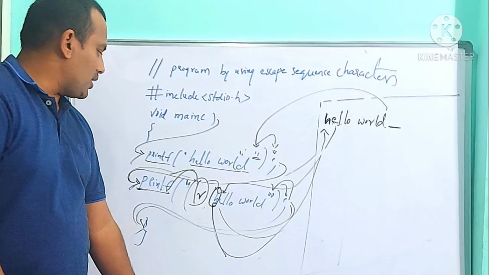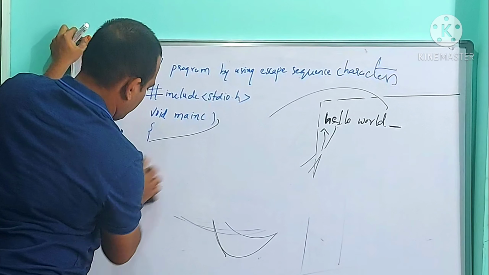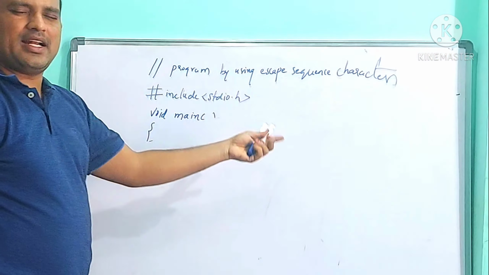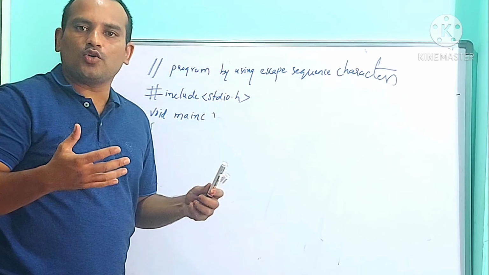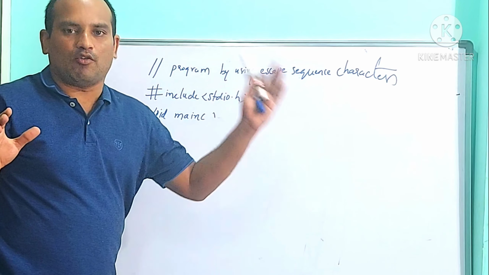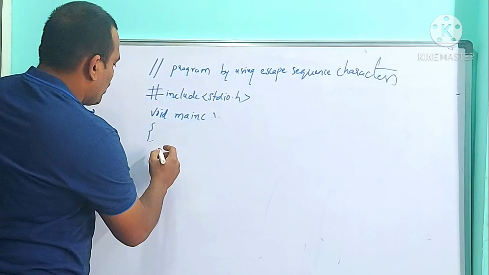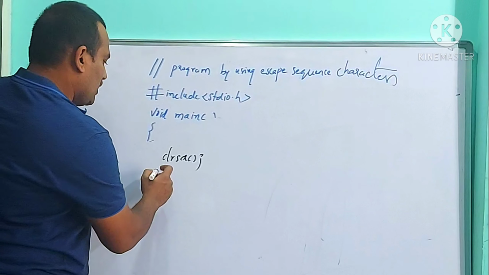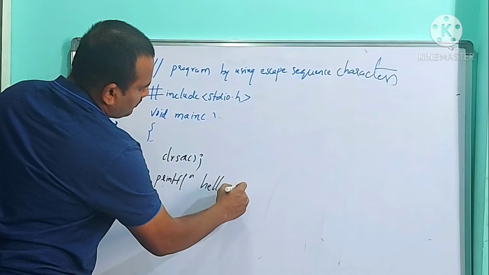Okay, and the next one is \r. Okay, remove this one. So assume the output screen contains some hello world, hello world, hello world. I want to clear the output screen. I don't want to see the results of the previous programs. If you want to clear the output screen, you can use CLRSCR here like this. CLRSCR clears the output screen. Okay, now you see printf hello world.